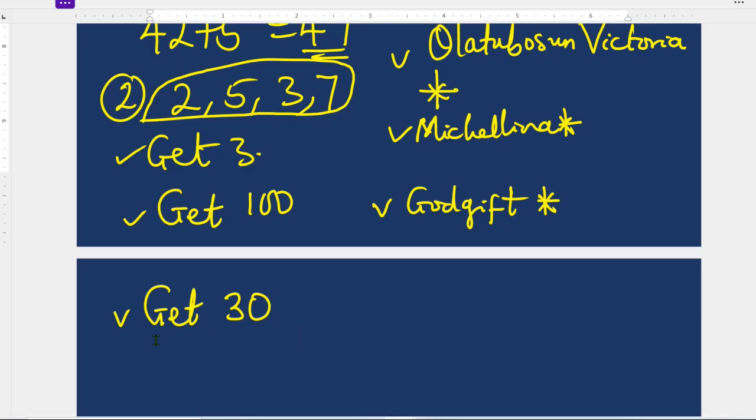Okay, so God Gift already got 2 stars. Then another student now, Tijani Rukayat. I'm yet to see her name. Maybe when she types her name, I'll know.